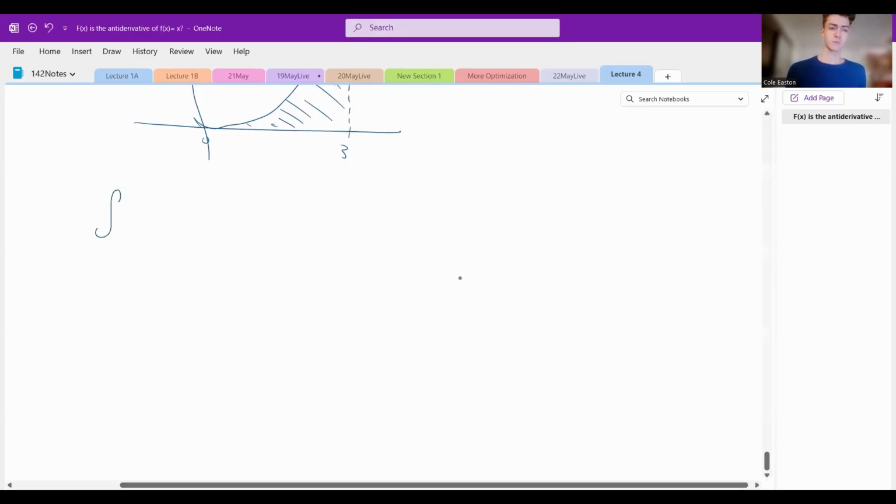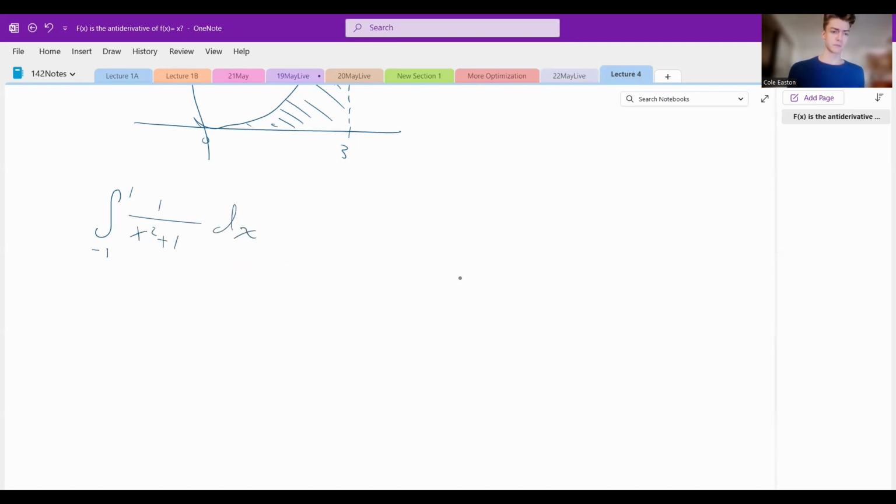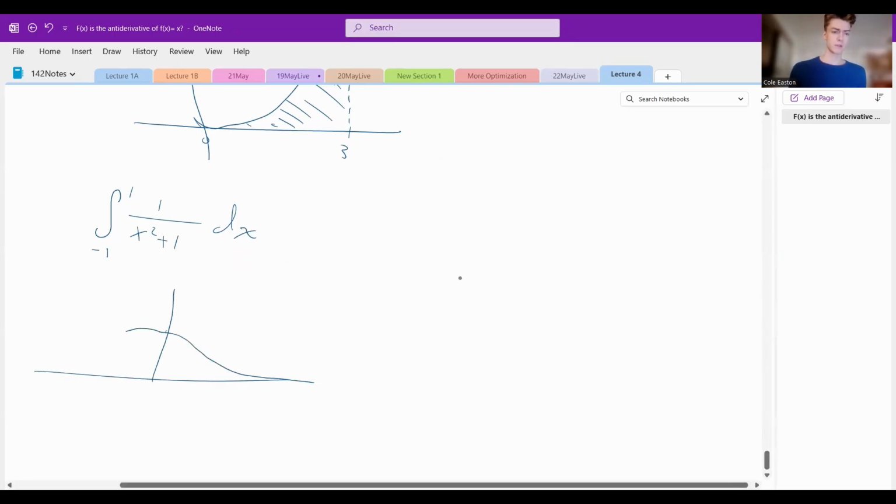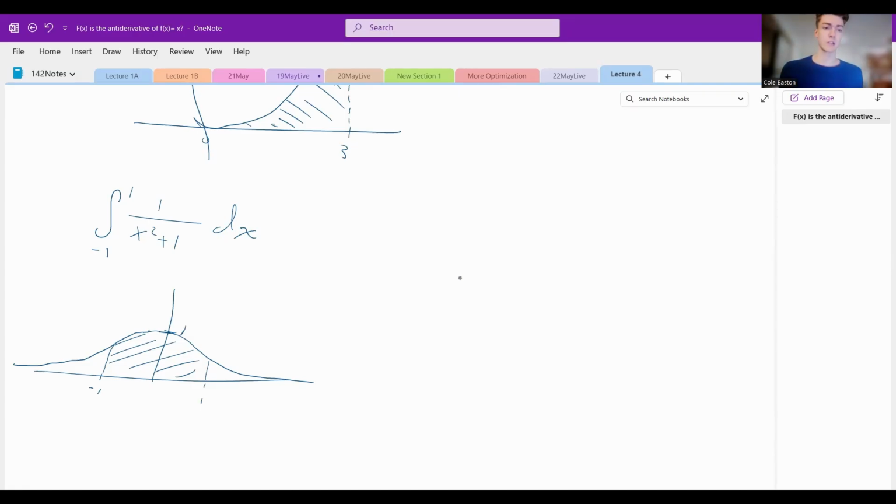Let's say the integral from -1 to 1 of 1 divided by x squared plus 1 dx. So if we were to graph that, it's going to look something like this. Kind of looks like a bell curve, but not quite. And we're interested in this area here. And so what's the antiderivative of 1 over x squared plus 1? Well, we know that that is arctangent of x.